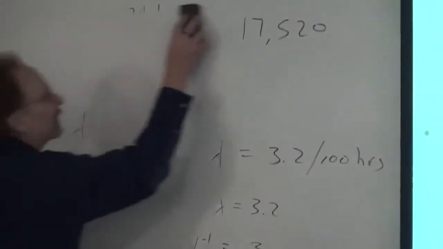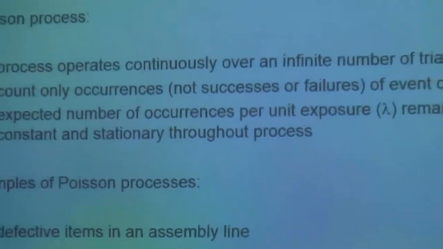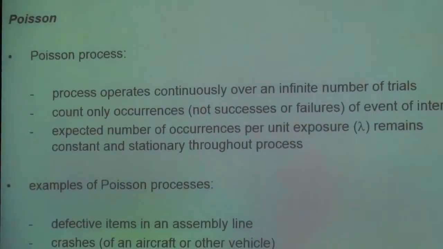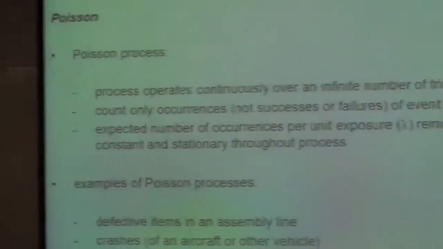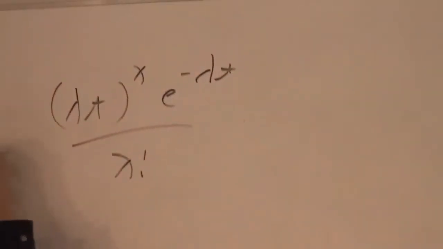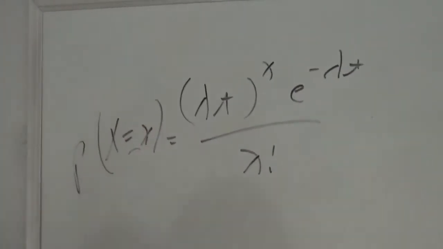I'll erase this, because we know where 1750 came from. It's 2 years. And remember that it's (lambda t)^x e^(-lambda t) over x factorial. And that's the probability that x equals little x. Okay? So this is a Poisson process.